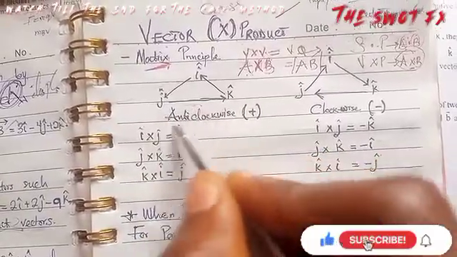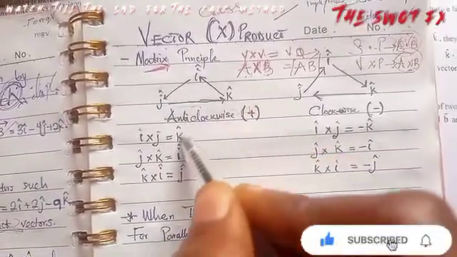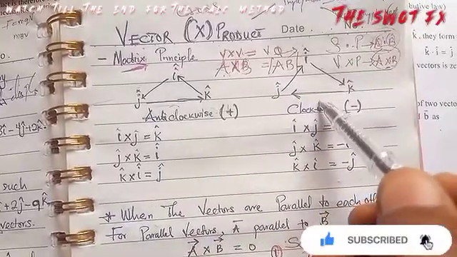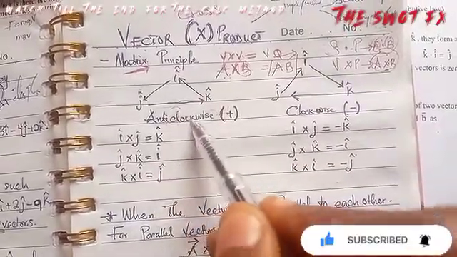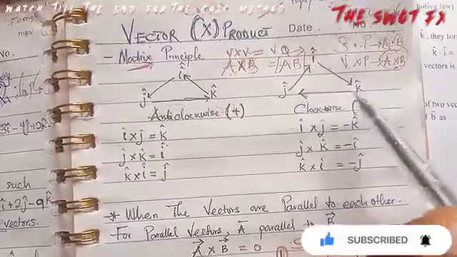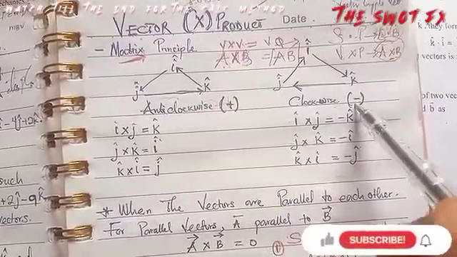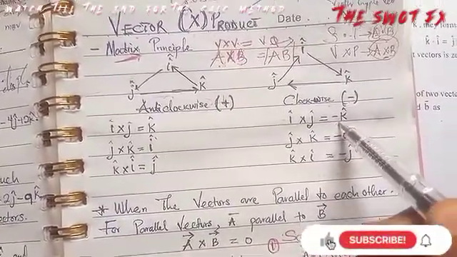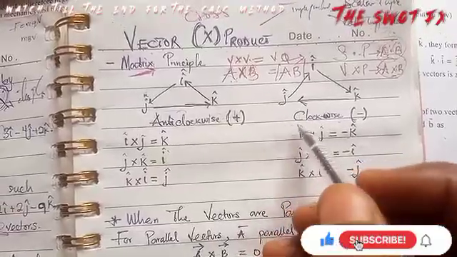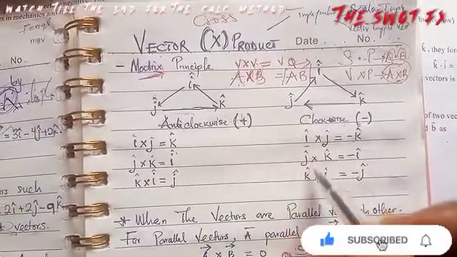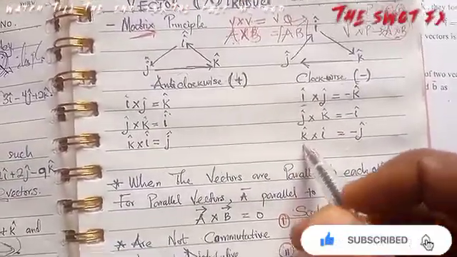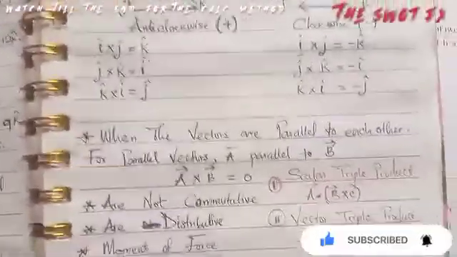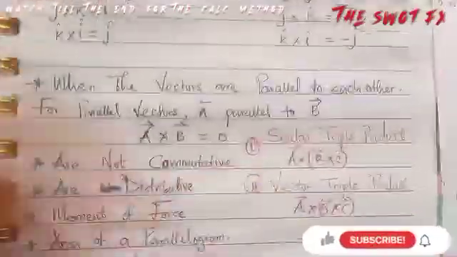When it's going in the anti-clockwise direction, it's going to be a positive sign. Then when it's going in the clockwise direction, it's going to be a negative sign. We've talked about the dimensions I, J, and K. We all know what they mean. I think I've explained those dimensions in the last class.